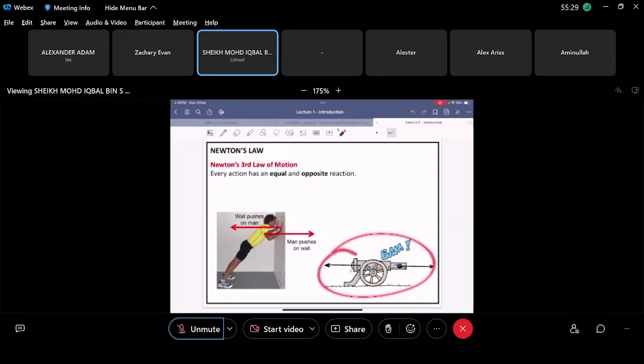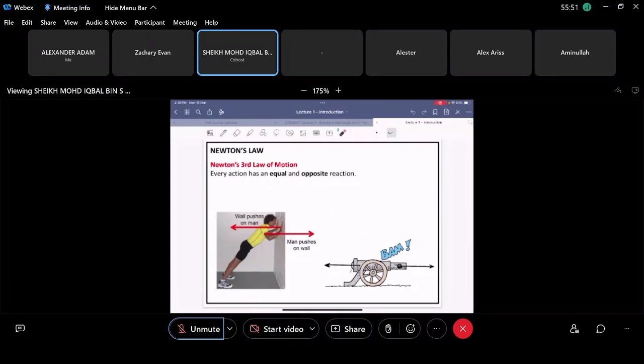For example, the cannon here, when it shoots the cannonball upwards to the right, there will be recoil to the left. So every force exists in pairs. Every force exists in pairs.